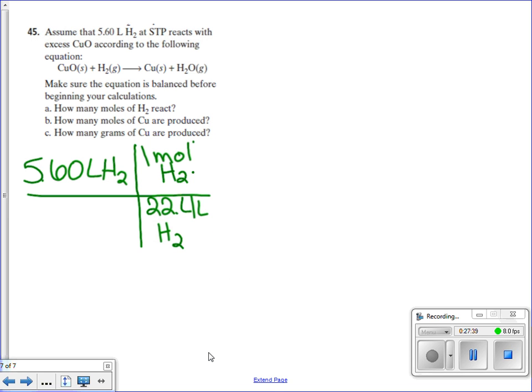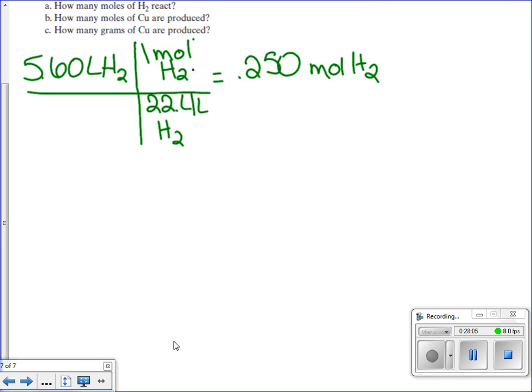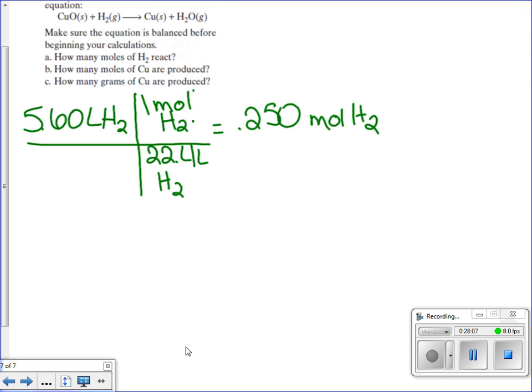Right? So you can set this up in your calculator, and you should get 0.250 moles of H2. That was easy. All right, letter B. How many moles of Cu are produced? Well, the easiest conversions to do are always moles to moles. So, since we have an answer already in moles, we can start with that.